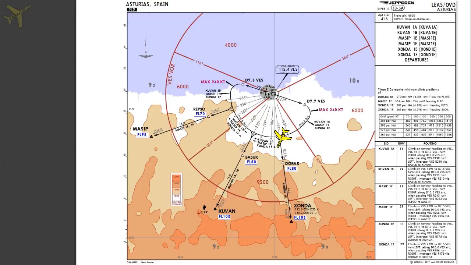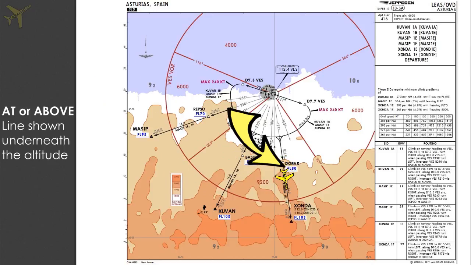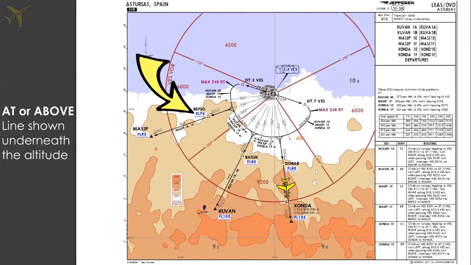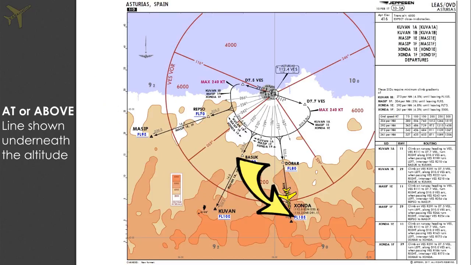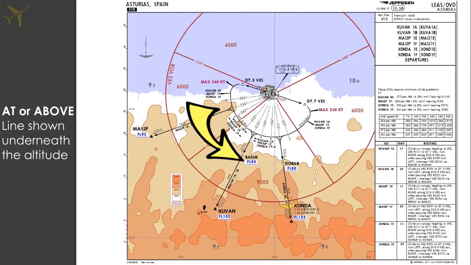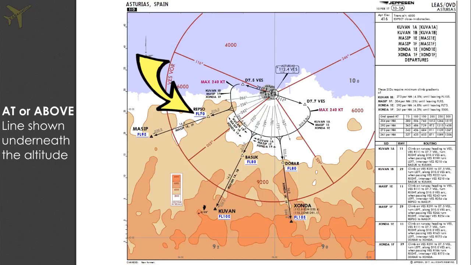Altitude restrictions are usually shown next to the point where the restriction stands and are represented by a number and one or two lines. In our example, we can see different altitude restrictions of what's called "at or above." This means to fly a fix or point at or above the altitude shown in the chart. For instance, the point Repso has a restriction of flight level 070. We must overfly Repso intersection at or above flight level 070. This is represented by a line underneath the altitude number.